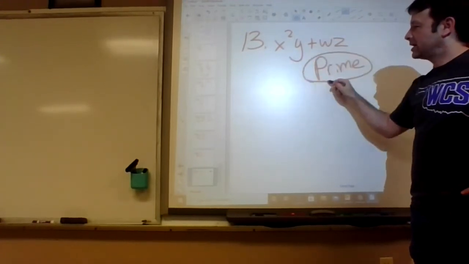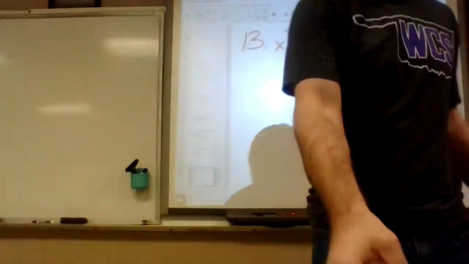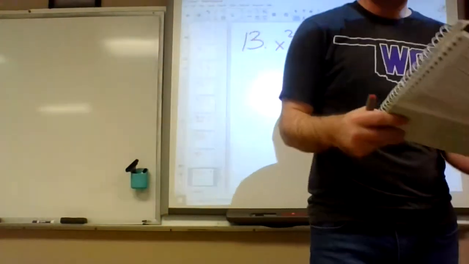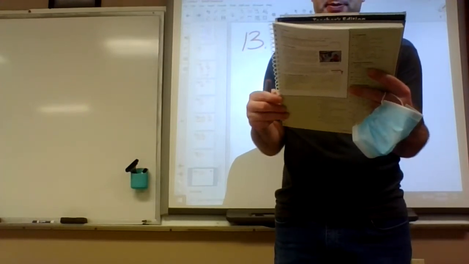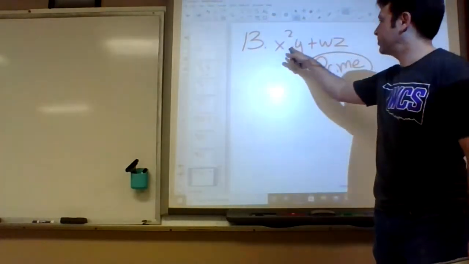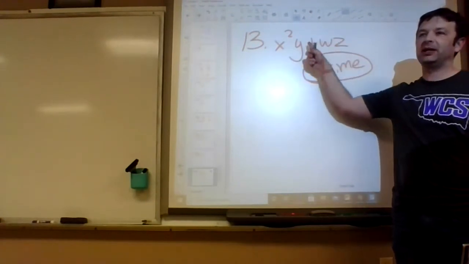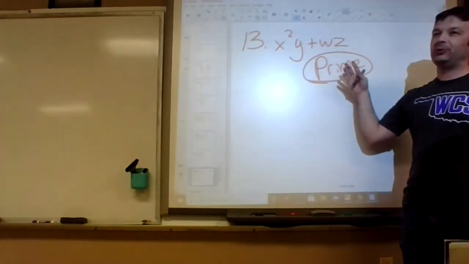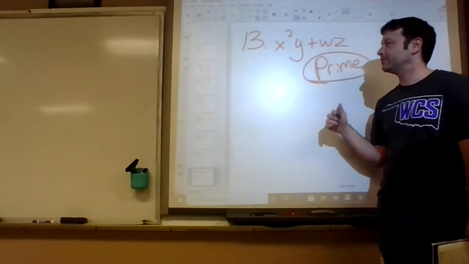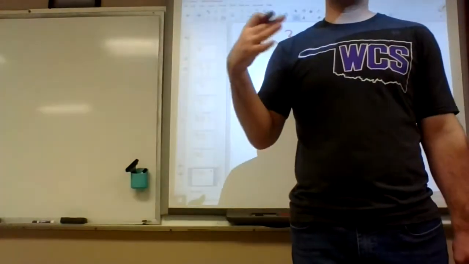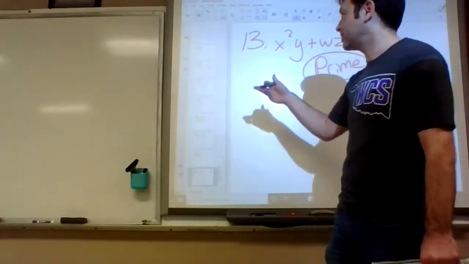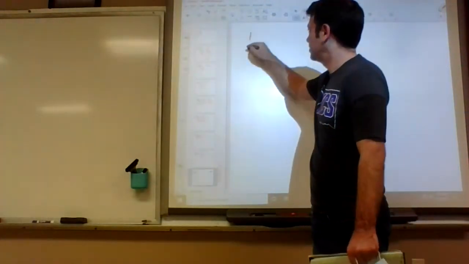Let me see if there's any even primes. Okay, there is one. This is top secret. Does anything go into both of these? Can we take anything out of both of these? No. So we can't do it, so we just put prime. It's kind of like 7. What goes into 7? Besides 1 and 7, nothing. So you just stop. That's prime.